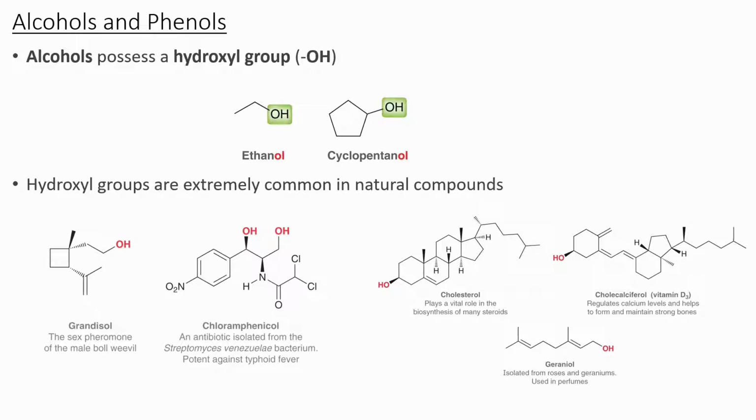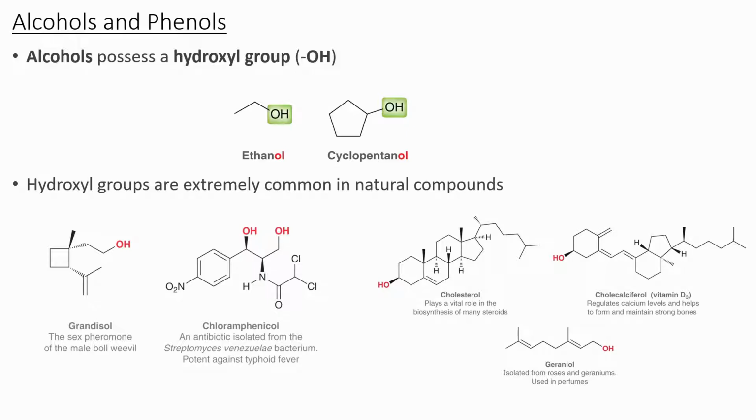So here we have a few examples of alcohols that are common in natural products, hydroxyl groups that are common in natural products. In Grandisol, there's an ethyl alcohol, a steroid compound here, cholesterol, has an alcohol in it. This molecule plays a vital role in the biosynthesis of many steroids. It's a precursor to many of these steroids.